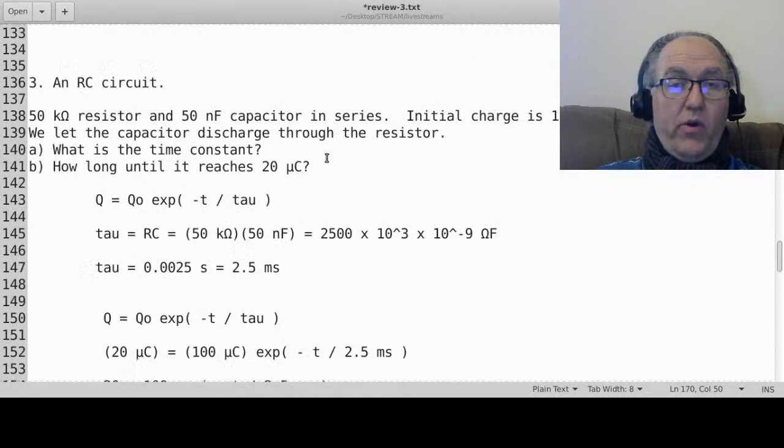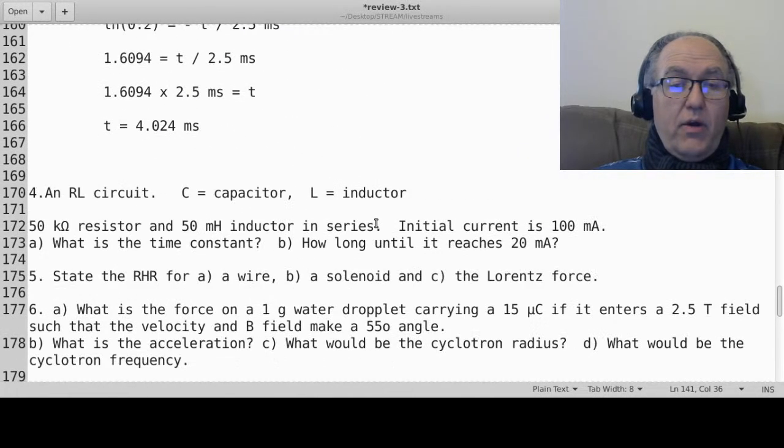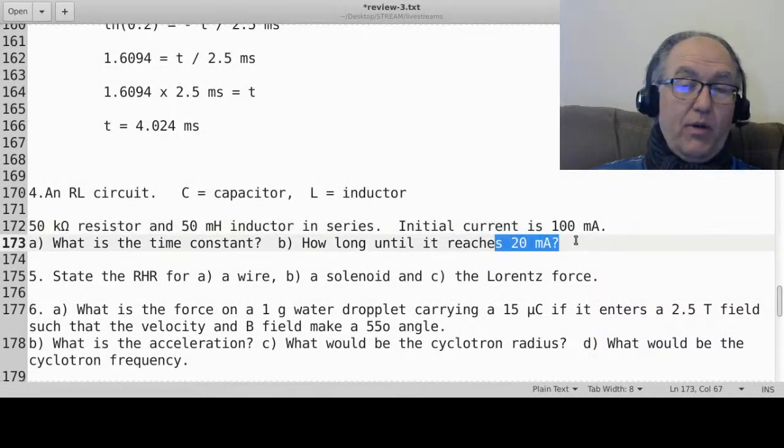I think you could see the similarity. Before, I was not talking about currents, I was talking about charges. So I started with a 100 microcoulomb charge and dropped to a 20 microcoulomb charge. Here, I'm going to start with a 100 milliamp current and drop to a 20 milliamp current. And I want to know how long.